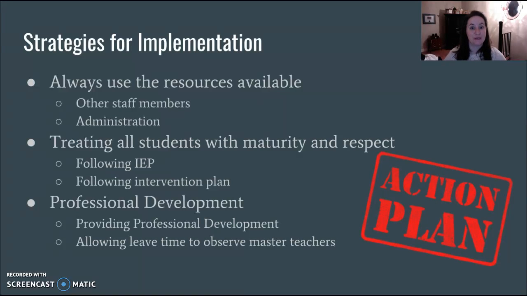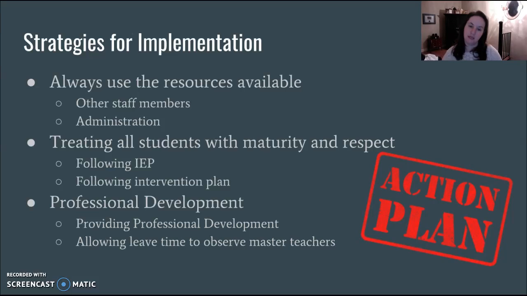Observing other teachers. This is big. Seeing how other teachers interact with students who have similar behaviors to Carl. Treating all students with maturity and respect. Again, looking at the idea of following an IEP, following the intervention plan, making sure Ms. Green is following it as well as Mrs. Taylor. And again, going back to that professional development, providing her with strategies for dealing with students who have Carl's behaviors. Also allowing leave time to observe those master teachers.